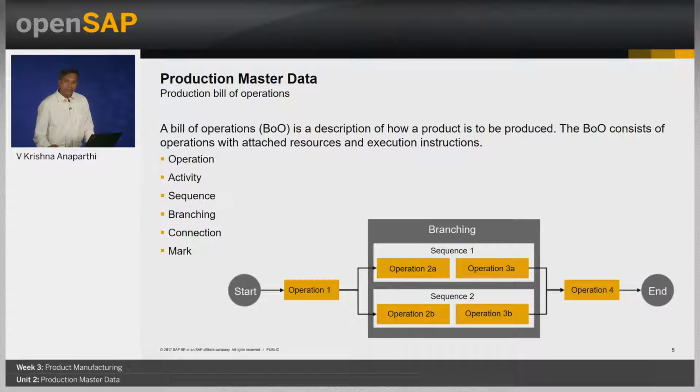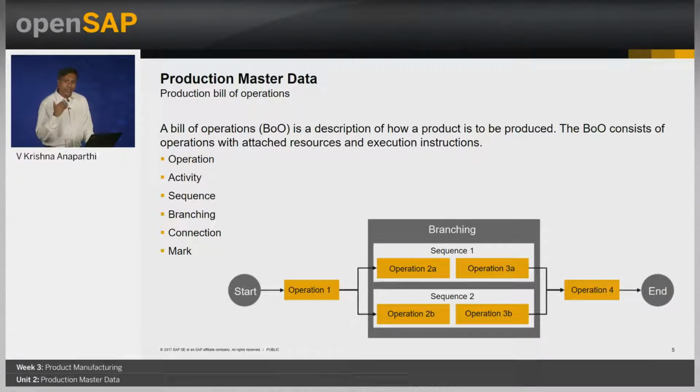The final element is mark, which can be used to define a start or end mark of production process. It's also used to define the reporting point and planning mark. What exactly is a reporting point in the context of mark? It defines the point at which the production process is required to be reported.